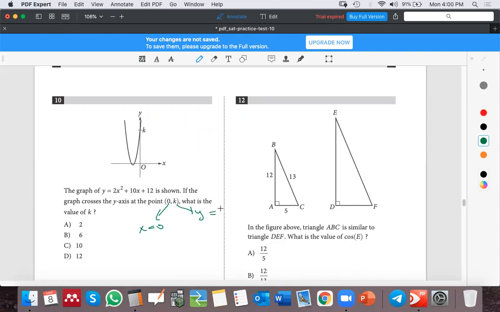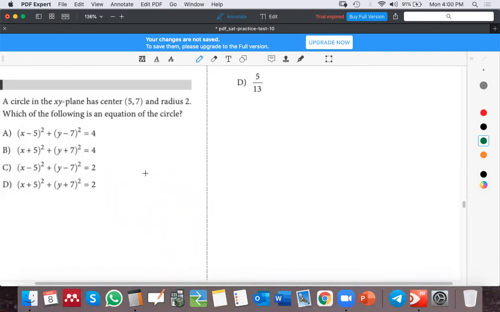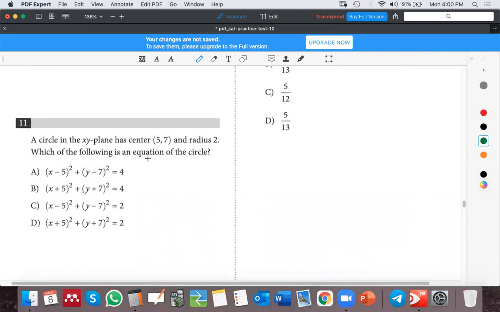It is the y-intercept. Put in 0, so 12. Finished, isn't it? 2 times 0 squared plus 10 times 0 plus 12, which is 12. When x is 0, go up, y is k. So k is 12. Finished. Nothing else.